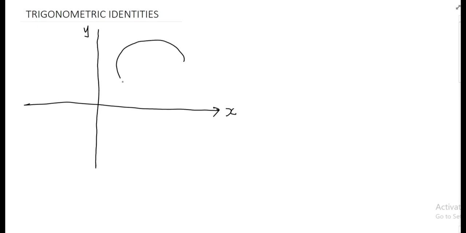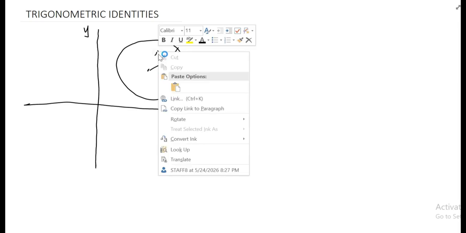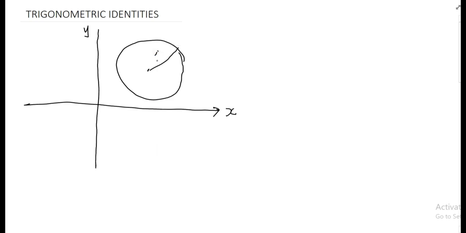So let's say we have a circle here, and then this is the center of the circle. So the distance from here to this point, let's say it is 1 unit. So that's what we call it, a unit circle. That's why we call it unit circle. So let's say this is 1 unit.